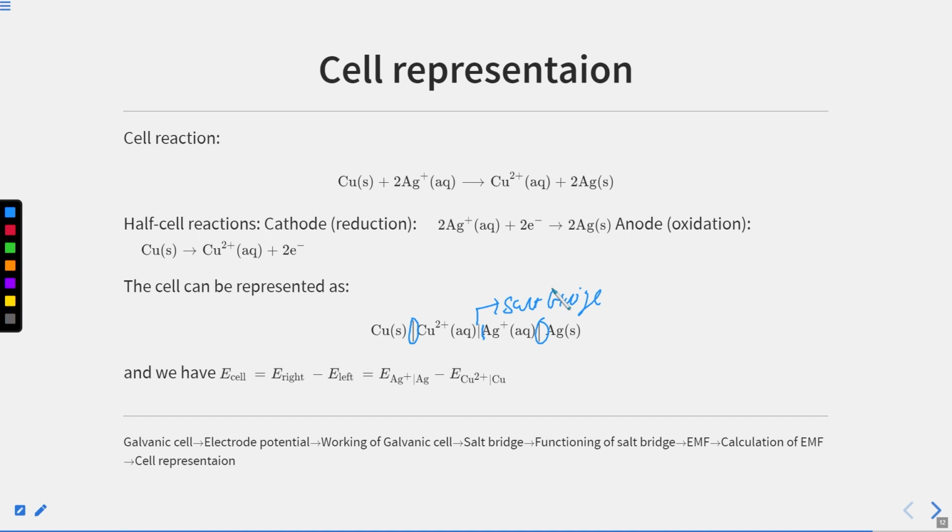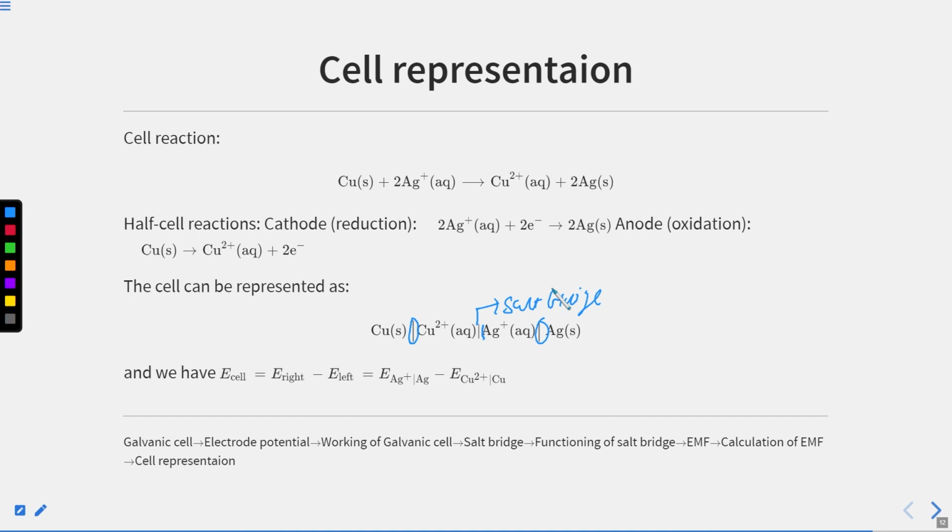Next we have seen what a salt bridge is. It is basically doing several key roles. First, it is completing your circuit. Second, it is maintaining electrical neutrality. Third, since we have a salt bridge, we do not have to mix both these solutions, so we are preventing mixture of both the solutions.